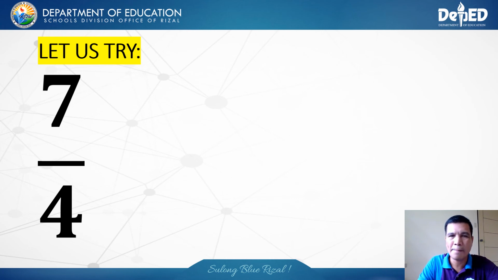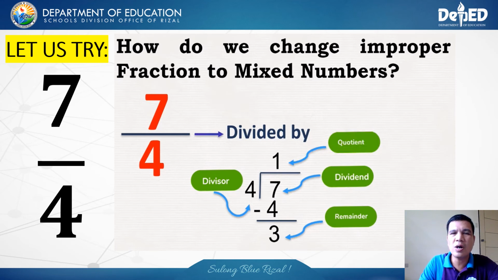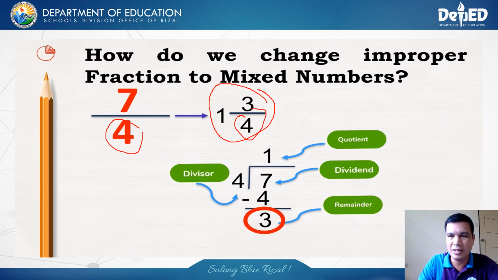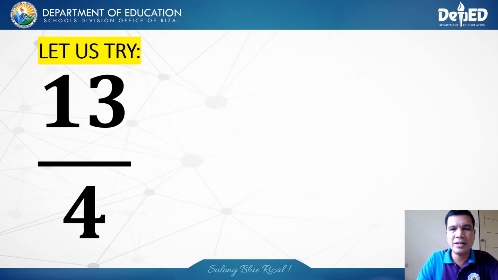Okay, what are we going to do? So we are going to divide 7 and 4. If we divide 7 and 4, 7 will become the dividend. 4 will become the divisor. So 7 divided by 4 is 1. That is the quotient. And 1 times 4 is 4. 7 minus 4 is 3. So 3 is our remainder. So the answer is 1 and 3 fourths. So 1 is the quotient, 3 is the remainder, the numerator, and copy the same denominator. Use the same denominator. Do you get it? Okay, let us take a look at another example.